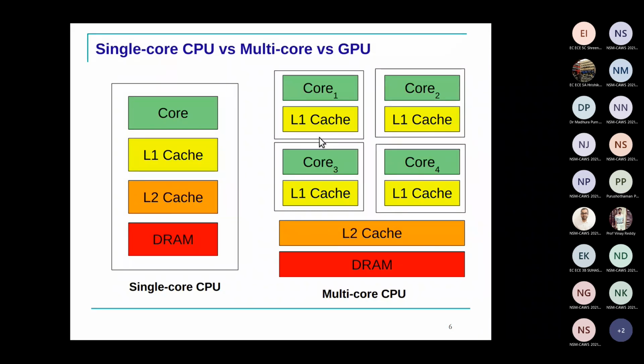Now, the main thing over here is that different processing cores, so you have 4 cores here, can perform different tasks. So let's say if core 1 is performing addition, core 2 can perform multiplication, and so on and so forth. Core 3 and core 4 can perform different operations. But now let's try to see what the GPU looks like.